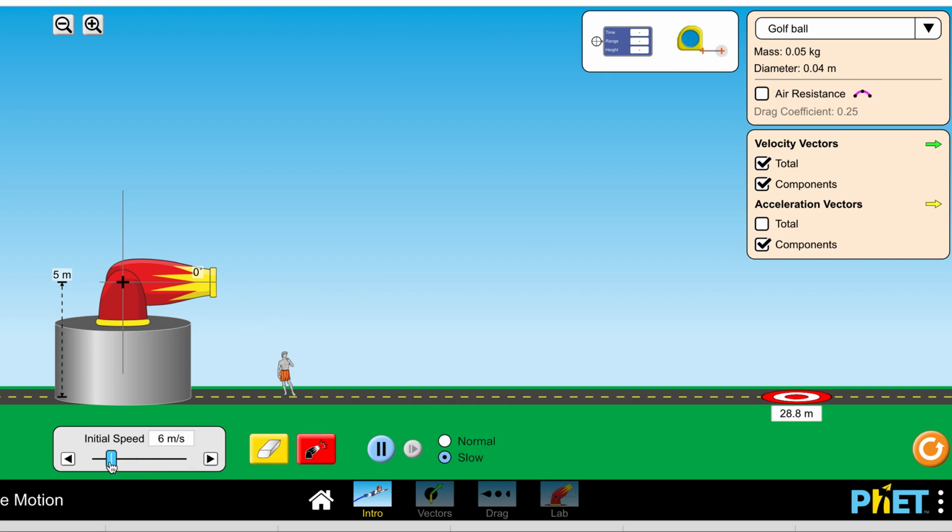If I dial it way back to like something very small, it's going to basically come out and drop on the ground. There it is. Oops! It doesn't even leave the cannon. Can you drag it over? Nope. So it's a little bit unrealistic. But if I bring the speed up a bit, you'll see that now it's going farther.